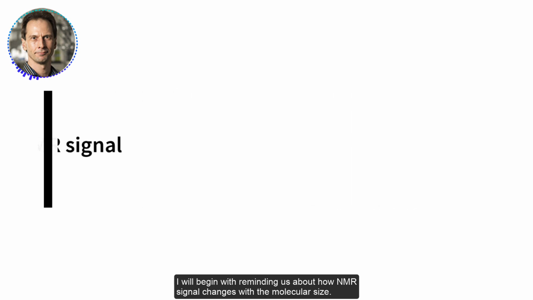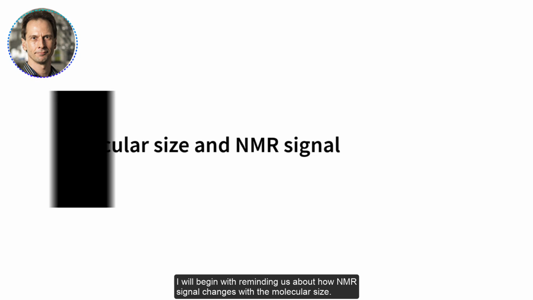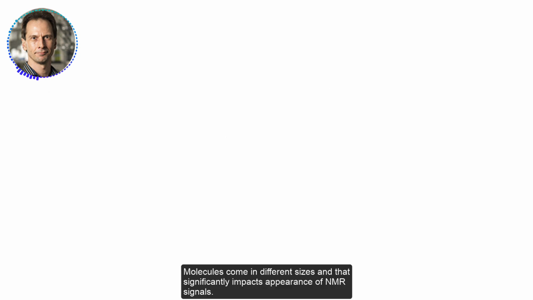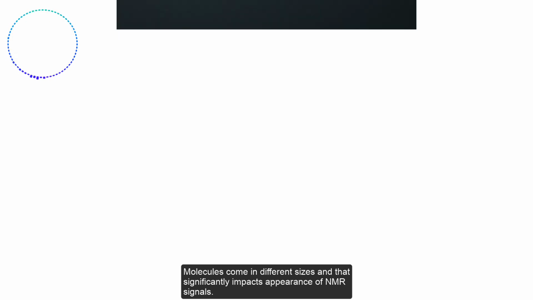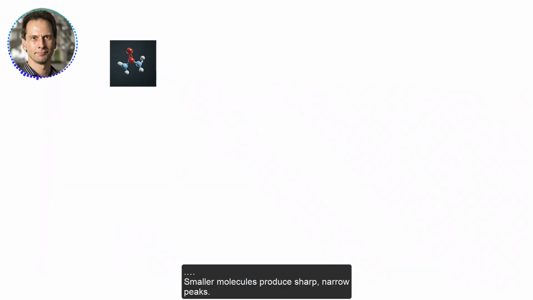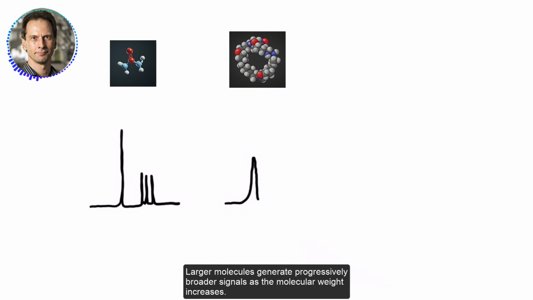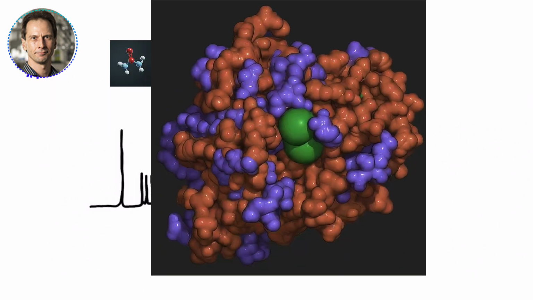I will begin with reminding us about how NMR signal changes with the molecular size. Molecules come in different sizes, and that significantly impacts appearance of NMR signals. Smaller molecules produce sharp, narrow peaks. Larger molecules generate progressively broader signals as the molecular weight increases.